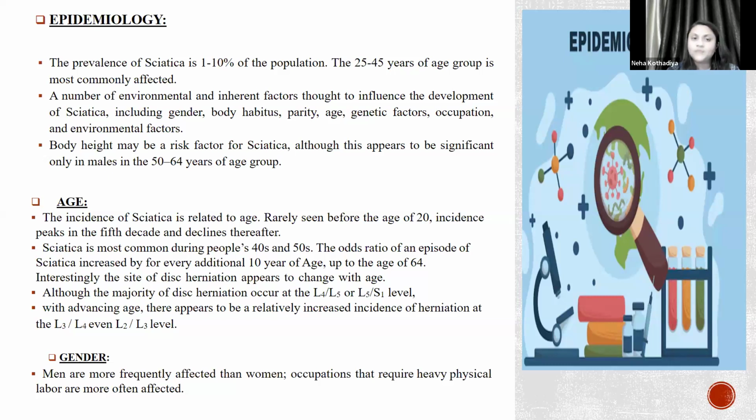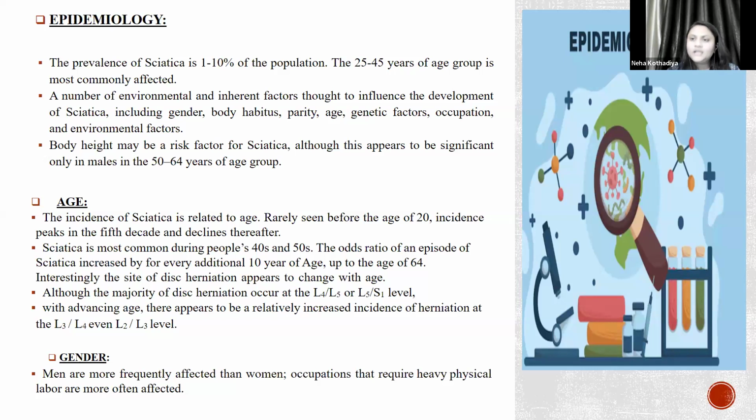Body height may be a risk factor for sciatica, although this appears to be significant only in males in the 50 to 64 years age group. Sciatica: the age incidence is mostly related to age, rarely occurring before the age of 20. Incidence peaks in the fifth decade and declines thereafter.